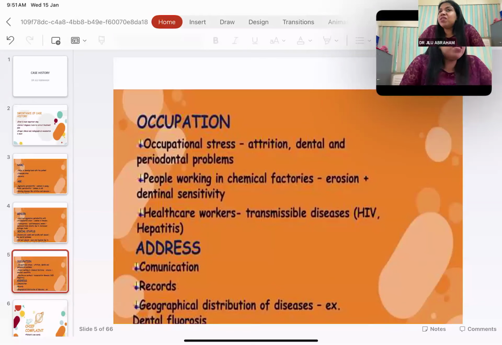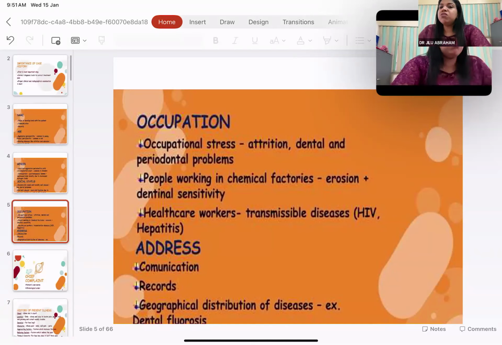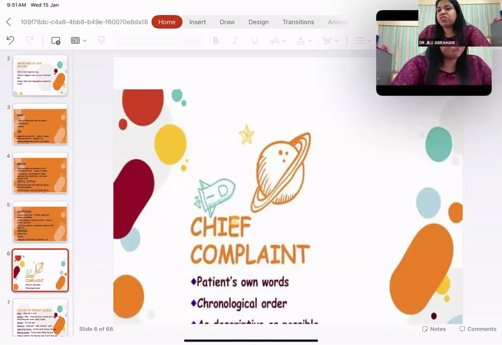For communication, we have to know the address, and not only for communication: we have to know whether the patient is coming from any endemic area. Certain diseases may be more prevalent in certain areas, like the geographical distribution of diseases such as dental fluorosis. So we have to know the address of the patient.